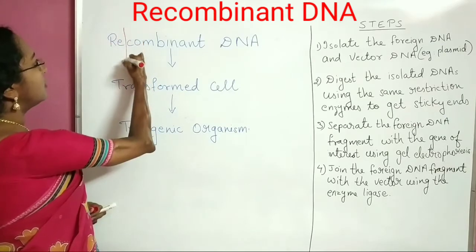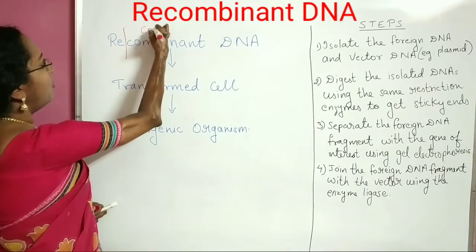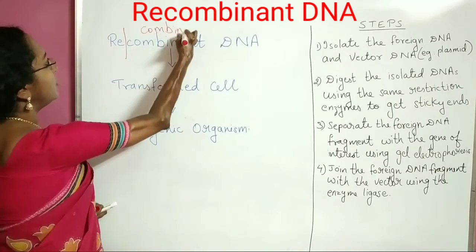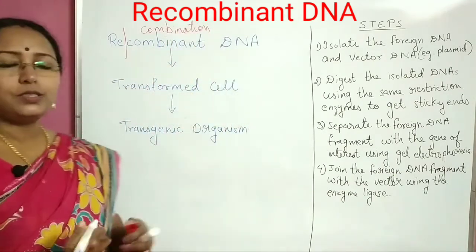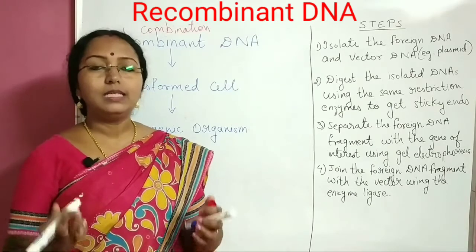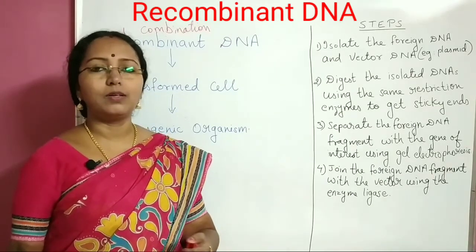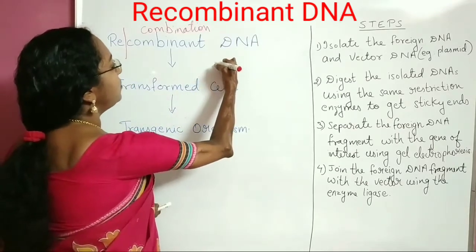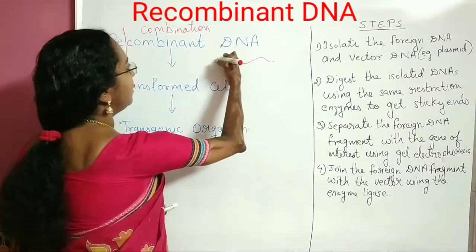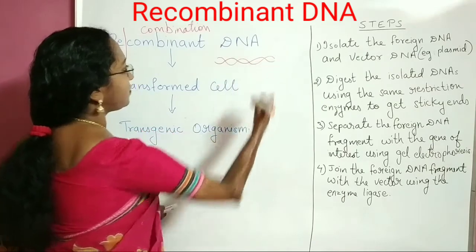Recombinant means the combination of DNA is changed. There is some change in the combination of DNA. And that is what is needed in biotechnology also, in the molecular biology part. Imagine you have a usual DNA. I'm just drawing a segment.